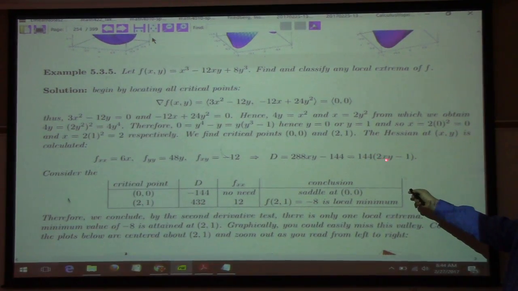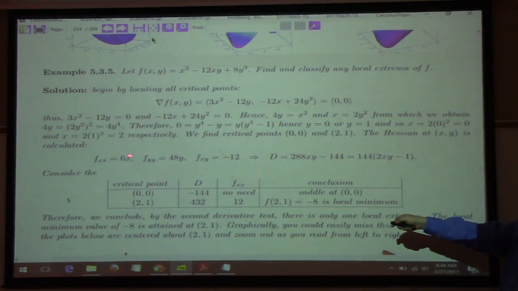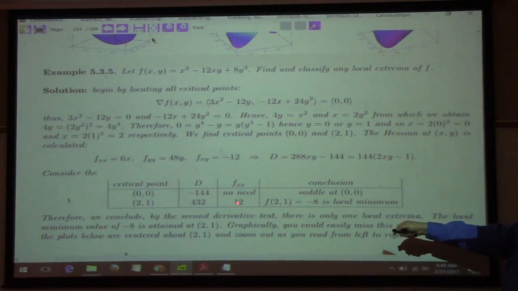On the other hand, if I plug in the (2, 1) critical point, that gives me 2 times 1, which is 2, 2 times 2 is 4, 4 minus 1 is 3, 3 times 144 is apparently 432. And if you look at the second derivative with respect to x, which one do I plug in? Do I plug in x equal to 2, or do I plug in y equal to 1 there? I plug in the 2, so I get 12. You can't go wrong here, right? Well, I mean, you could, but it would take a lot. It'd be tough to get the sign of f_xx wrong.